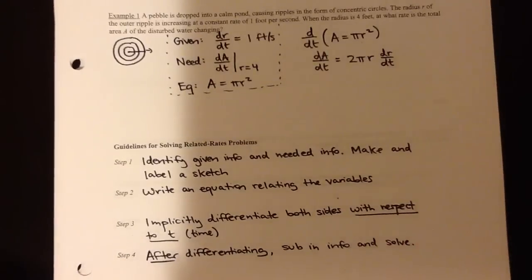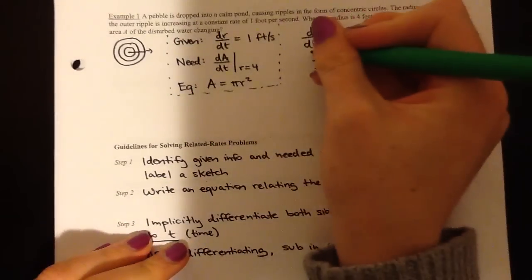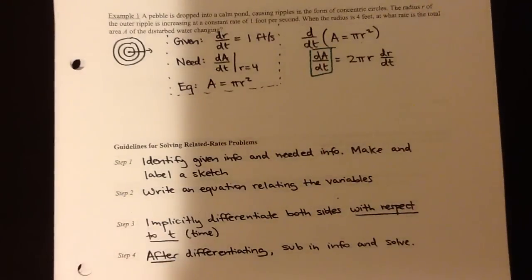So while we're looking at that formula, I always want you to keep an eye out for what we're solving for. So we want at what rate is the total area. So what we need is dA by dt. So always keep that in mind. Know what we're trying to solve for. We're trying to get that thing by itself, and so we're going to plug in everything else that we know.